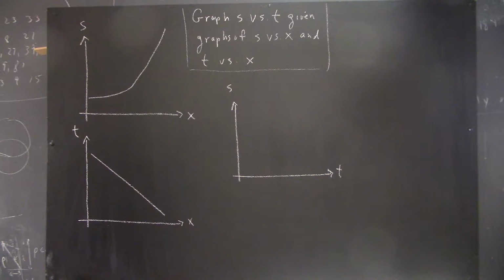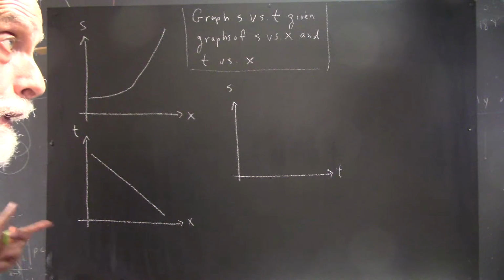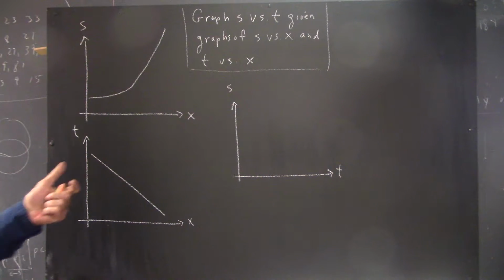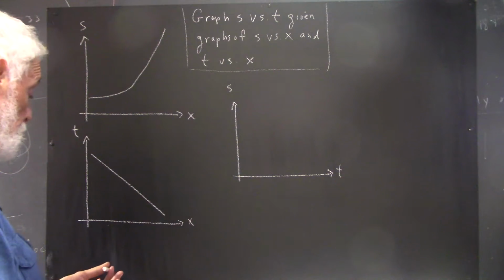Okay, now let's proceed to see if we can construct this S versus T graph. Hopefully you've been able to do that, but unless you see what to do, it's going to be kind of mysterious. So let's just get one point on our S versus T graph.